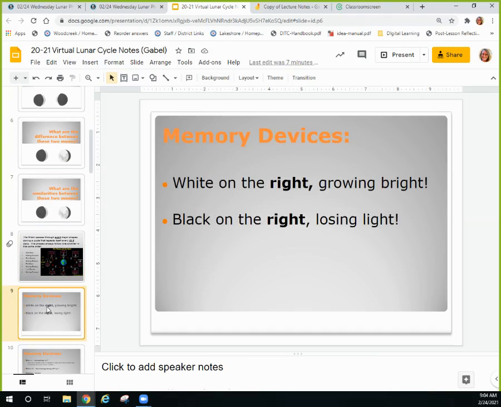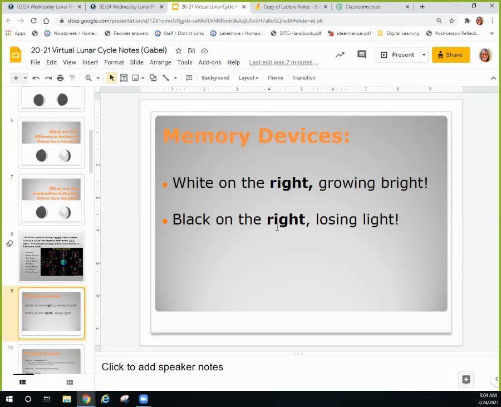So now we're going to talk about some memory devices to help you guys draw them, or to identify them if you're not drawing them. So we like to say white on the right, growing bright. So when the white is on the right, we're growing, which is a waxing phase. We're going toward a full moon.